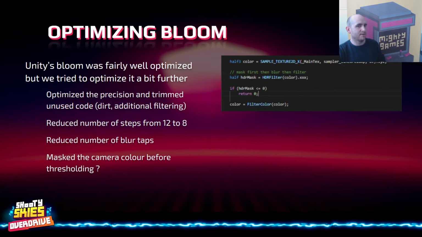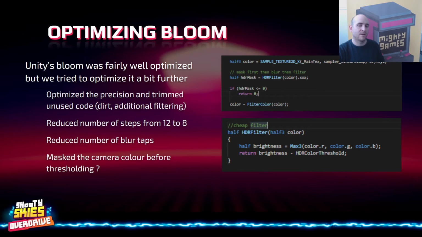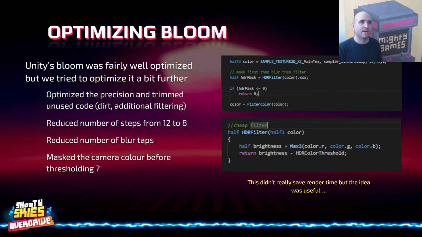And we tried doing a thing where we masked the camera color before thresholding. So prior to Unity doing its thresholding filter pass, where it does some calculations on the pixel to determine whether or not it should be sent to the next buffer, we basically just went in and hard-checked whether or not the pixel had a certain value in its R, G, or B channel. So then we could know that it was an HDR color, and anything else after that, we just rejected. But it didn't really save us any render time. I just wanted to mention it because it's going to be useful later.